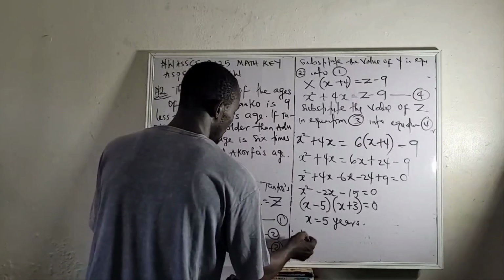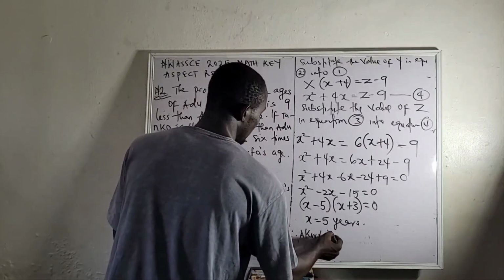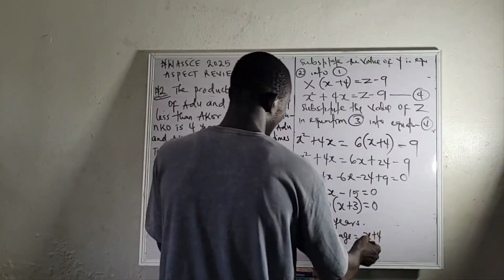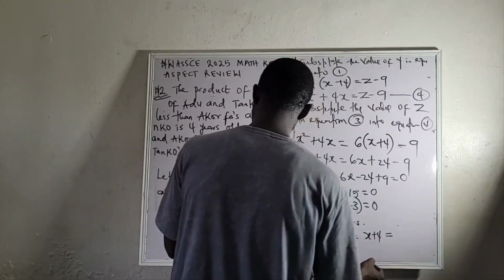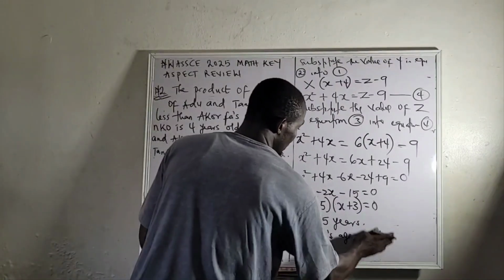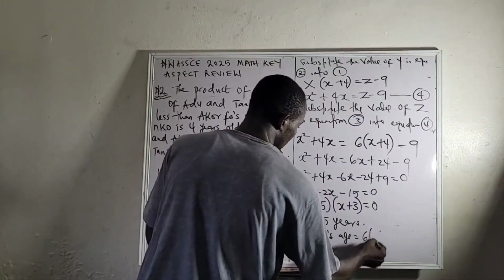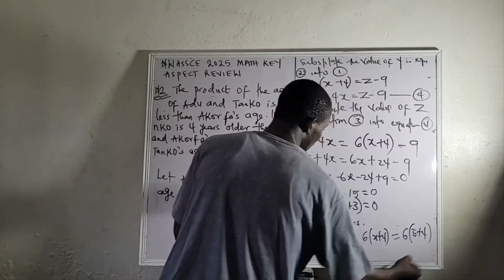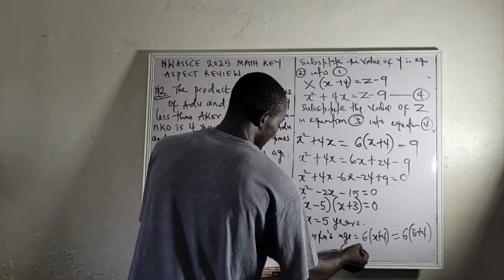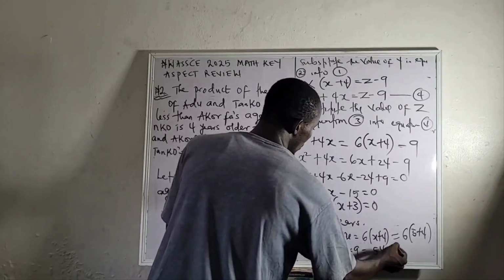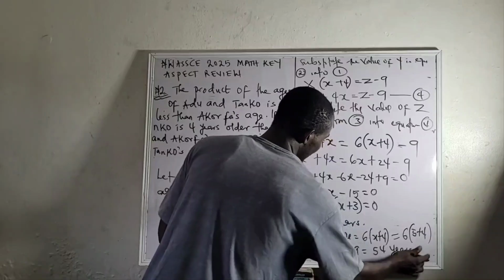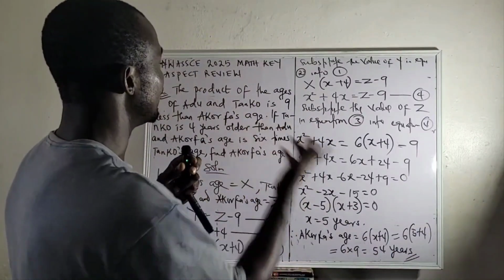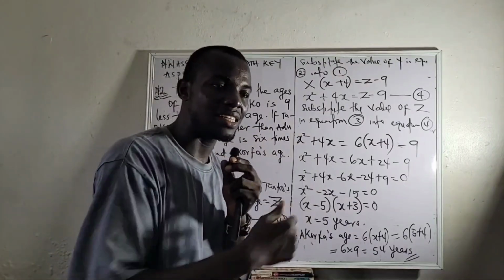So I can see that therefore Akofa's age is equals to 6 multiplying x plus 4, and that will be 5 plus 4, which will be equals to 6 times 9, and that is 54 years. Akofa is clearly advanced in age, more than the two. So that is the answer to the question.